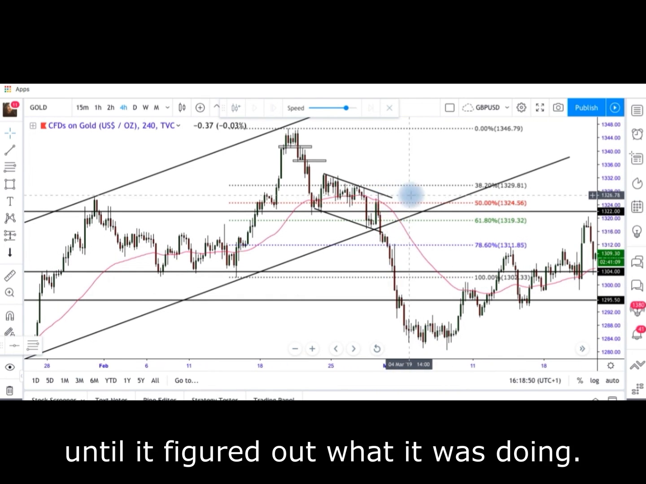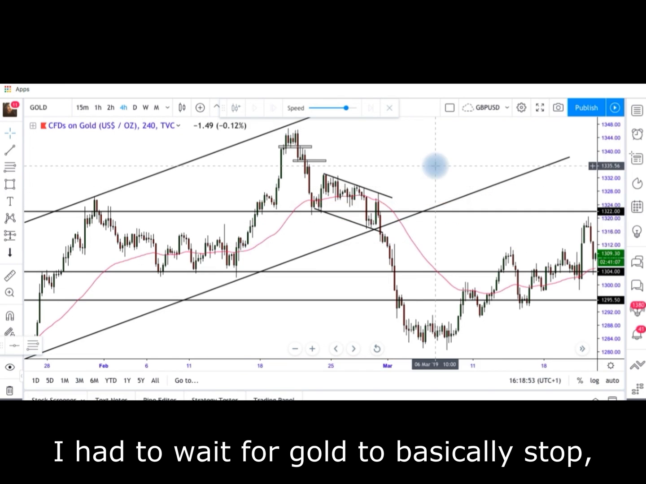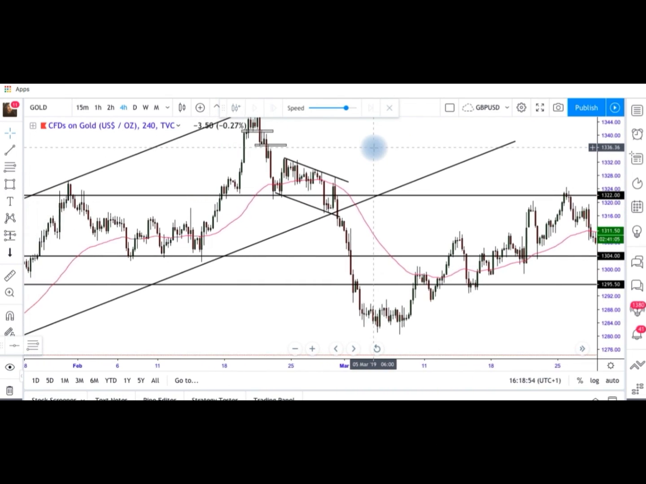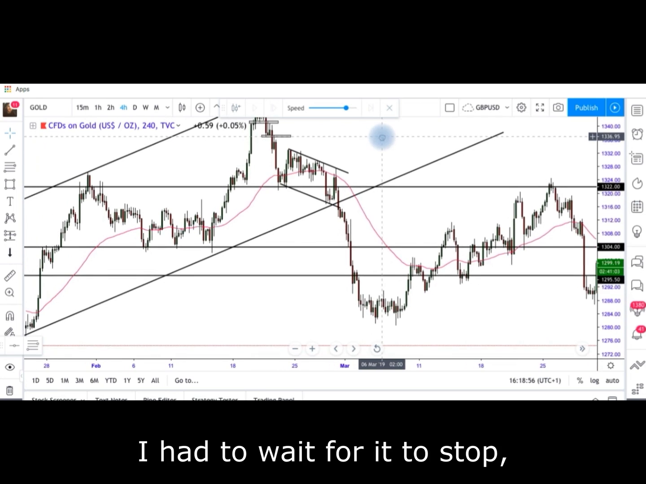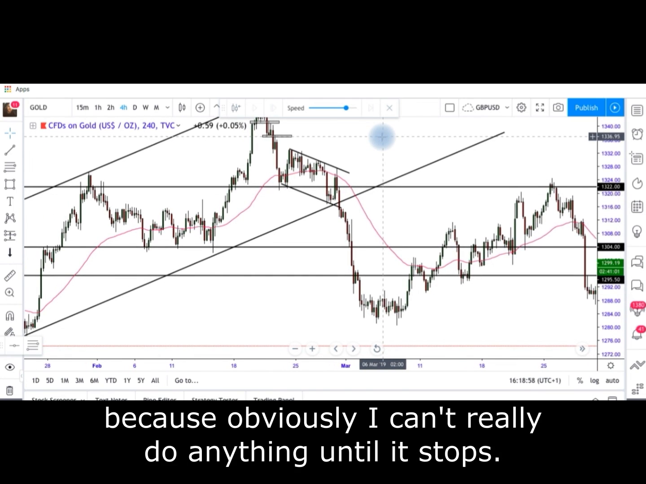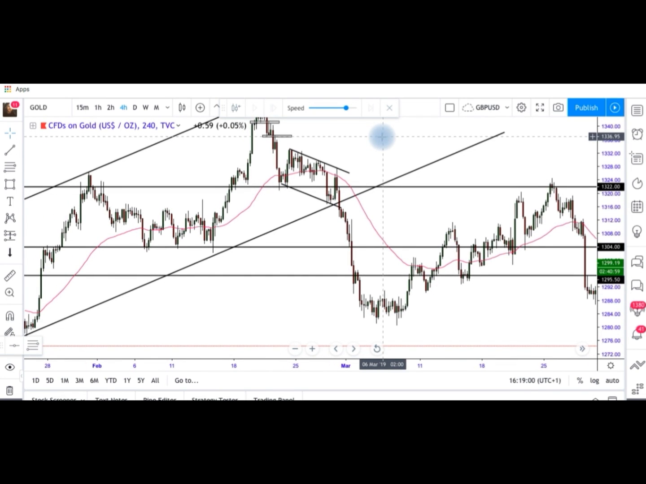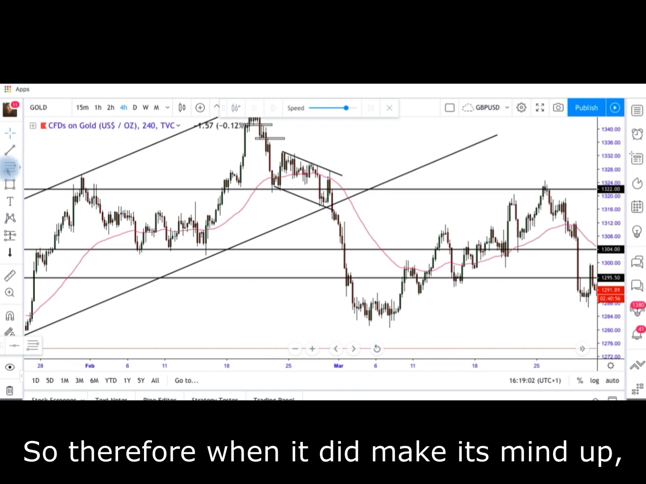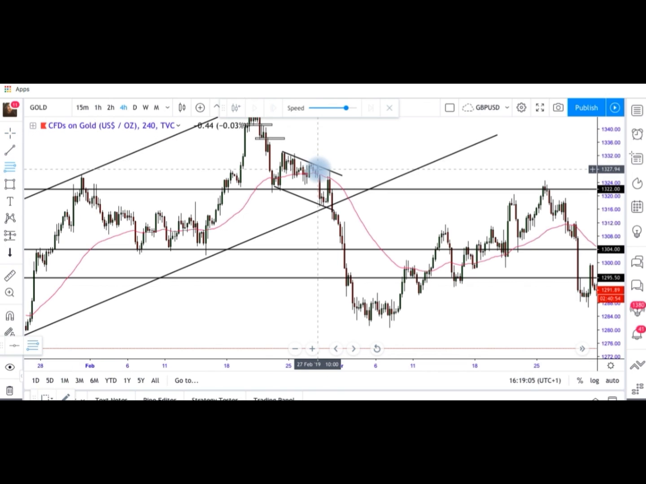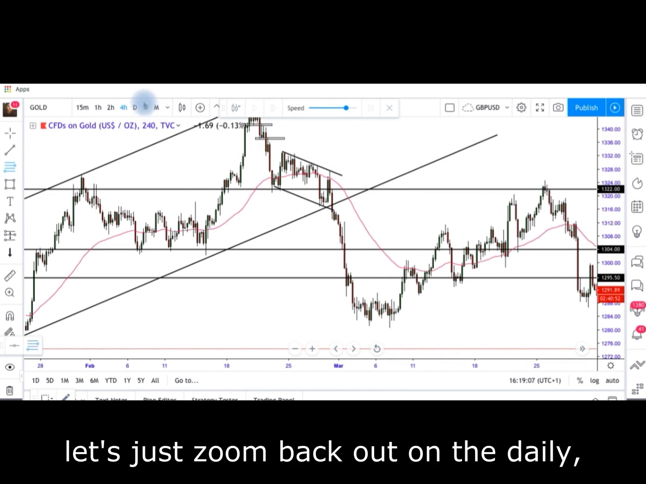Alright? Now, I didn't really touch gold at all until it figured out what it was doing. I had to wait for gold to basically stop, because obviously I can't really do anything until it stops. So when it did make its mind up, let's just zoom back up to the daily.